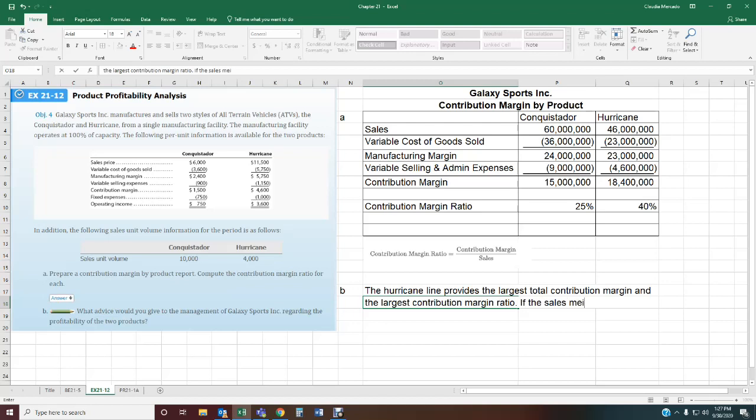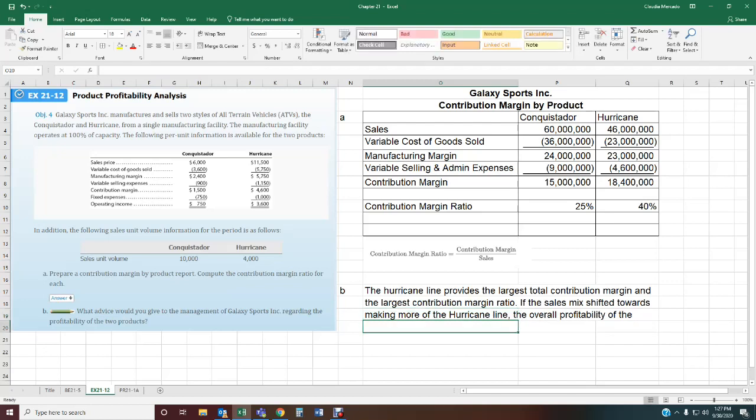If the sales mix shifted towards making more of the Hurricane line, the overall profitability of the company would increase. So yes, with the Hurricane, we are selling less of them, but they sell at a higher price.